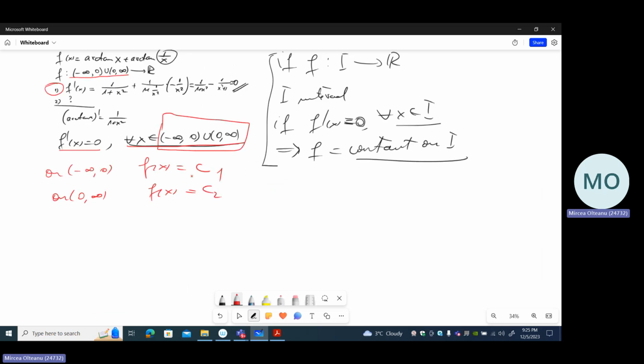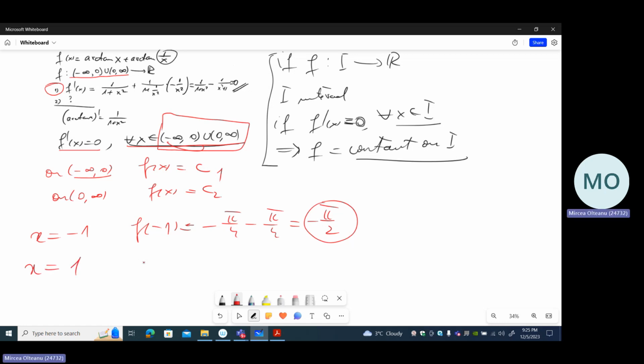So now let's compute these constants. On the interval minus infinity, 0, let's take x equals, for example, -1. And f of -1 will be arctangent of -1, which is minus pi over 4, plus the same. So it is minus pi over 2. So on the interval minus infinity, 0, the value of the function is a constant. It is minus pi over 2.